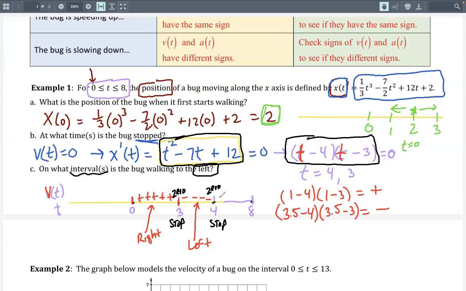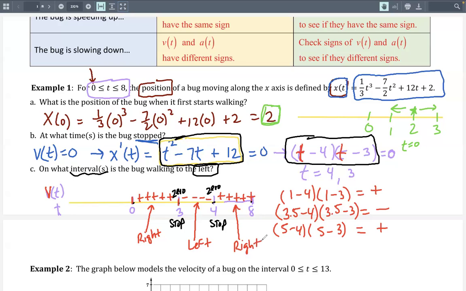All right, finally, we need a test point between the bug being stopped at 4 minutes to 8 minutes. Any number between there will work, so how about 5? So if we plug in 5 into the velocity function, we have 5 minus 4 times 5 minus 3. And in this case, we get a positive times a positive, which is positive, which means that the bug has positive velocity on this time interval, which means it turns around and is moving to the right.